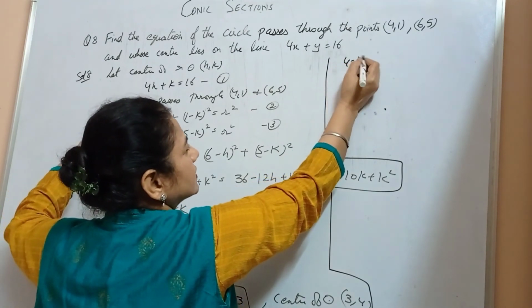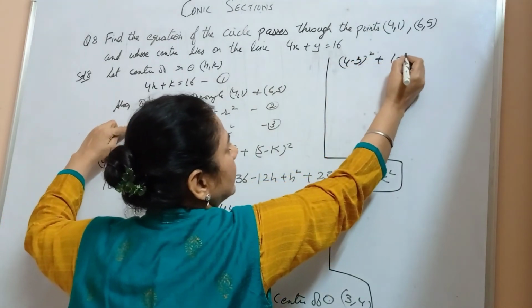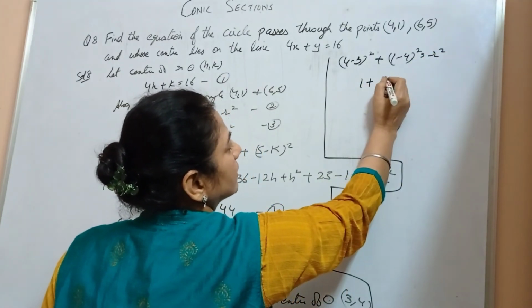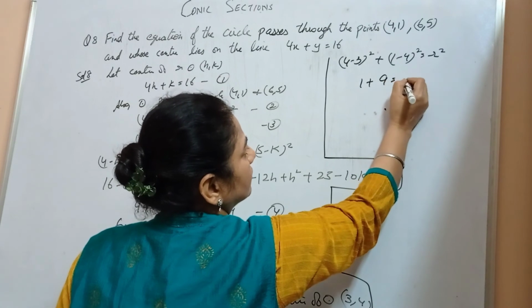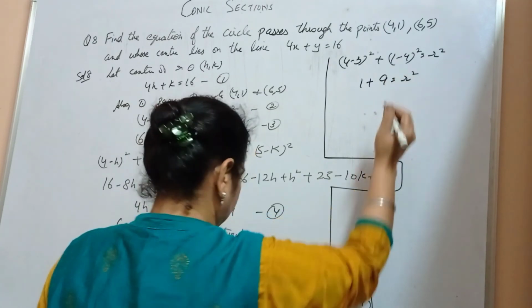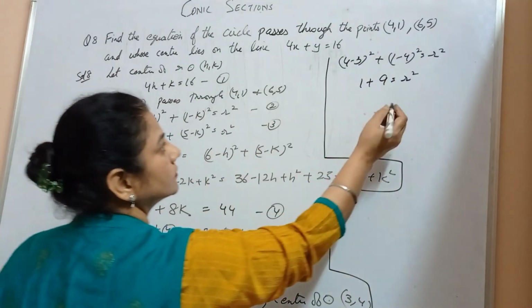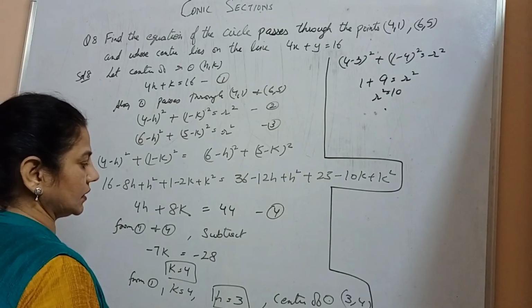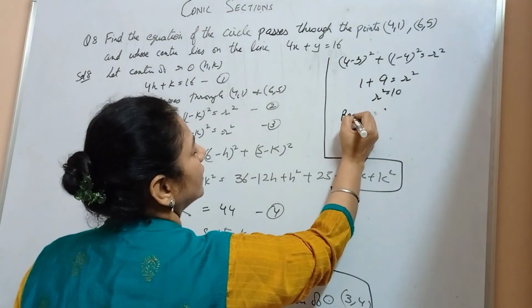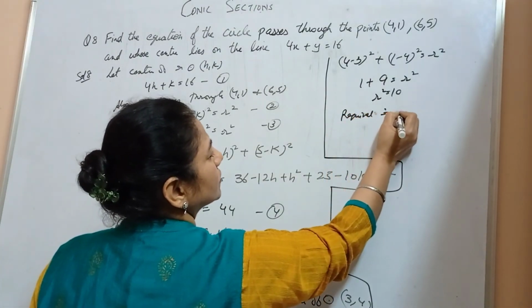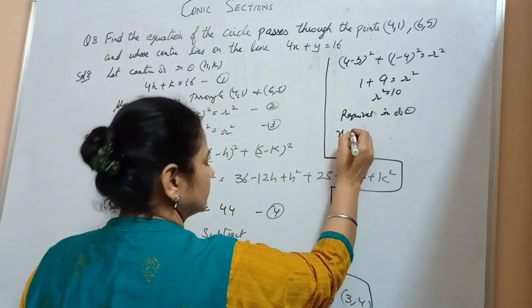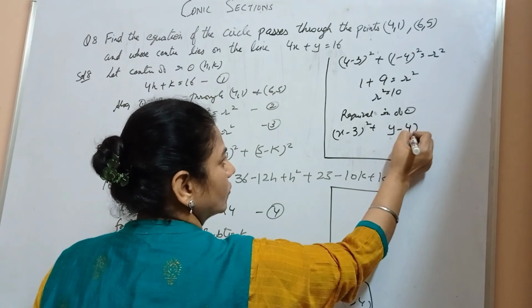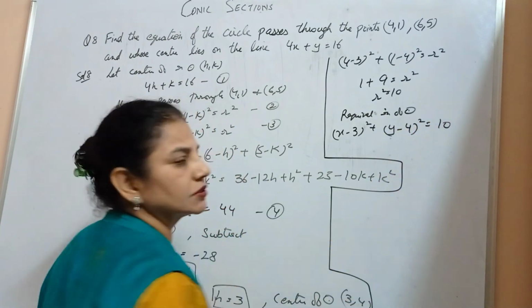So 4 minus 3 whole square plus 1 minus 4 whole square is equal to r square. Here I have 1 plus 9, that is 10, equal to r square. r square is equal to 10. So the required equation of the circle is x minus 3 whole square plus y minus 4 whole square is equal to r square, which is equal to 10.